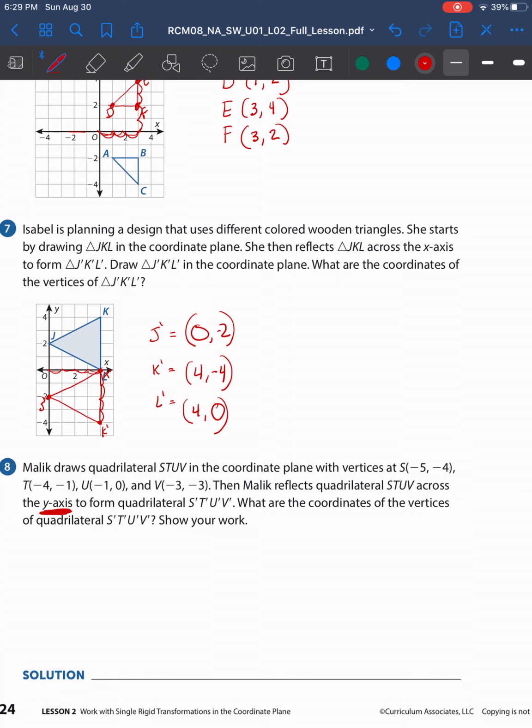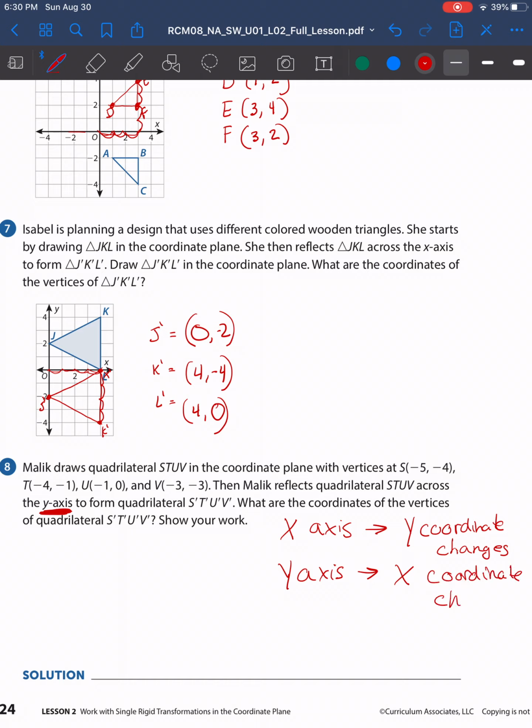Now, remember, you can solve this without having to draw it on the coordinate plane, because we know something. If it reflects across the x-axis, that means the y-coordinate will change. I'm going to say changes, but it means goes to the opposite, okay? If it reflects across the y-axis, that means the x-coordinate will change to its opposite. Okay, so remember those rules. Let's go ahead and write it over here.